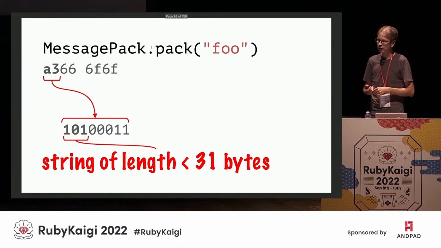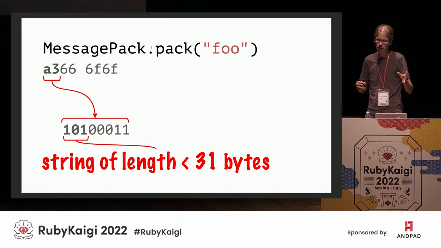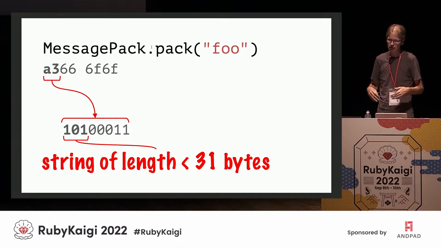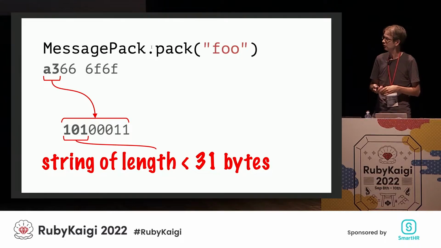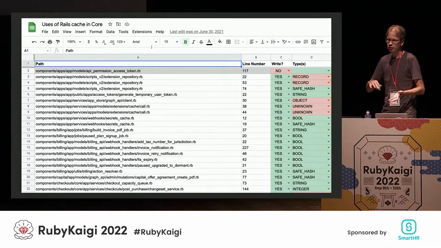The other thing is that the type is very efficiently stored. So this A3 actually encompasses not only the type, but also the length together. The first 3 bits, 101, say this is a string of length less than 31 bytes, and then the remainder says this is a string of actually 3 bytes. So it's extremely efficient. It's almost as efficient as you really could possibly be. So that's length 3. So we wanted to put MessagePack in.